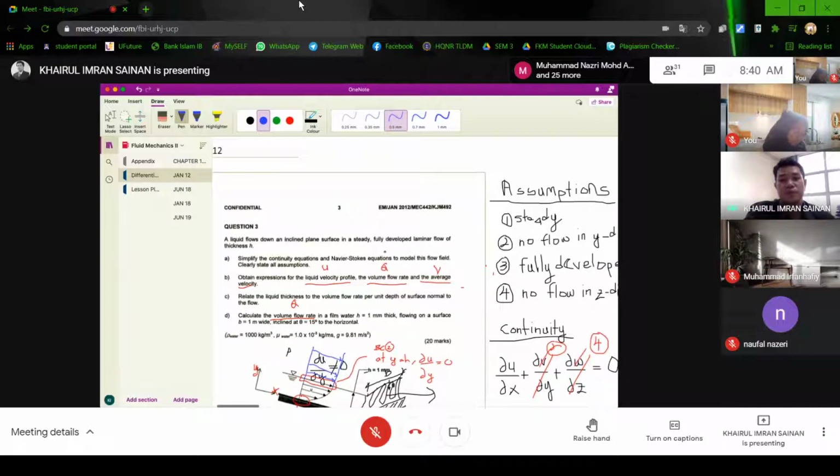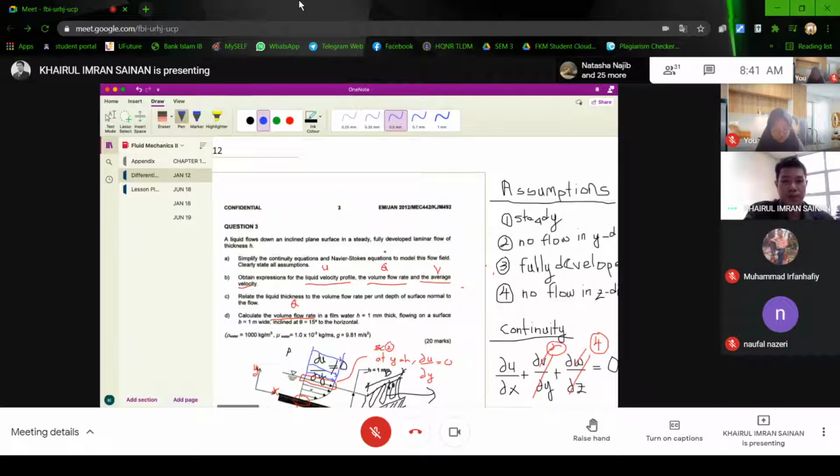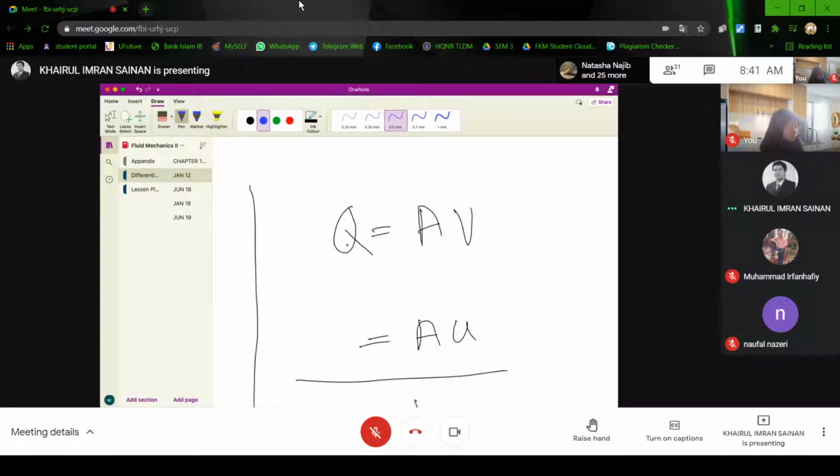So what we need to do is relate this U into our Q, because we want to find Q, right? It starts like this: Q equals to AV. But our component velocity is U. This V is meant for U, V, and W, but we already know that there's no V, there's no W, only U. So our equation becomes Q equals to AU.